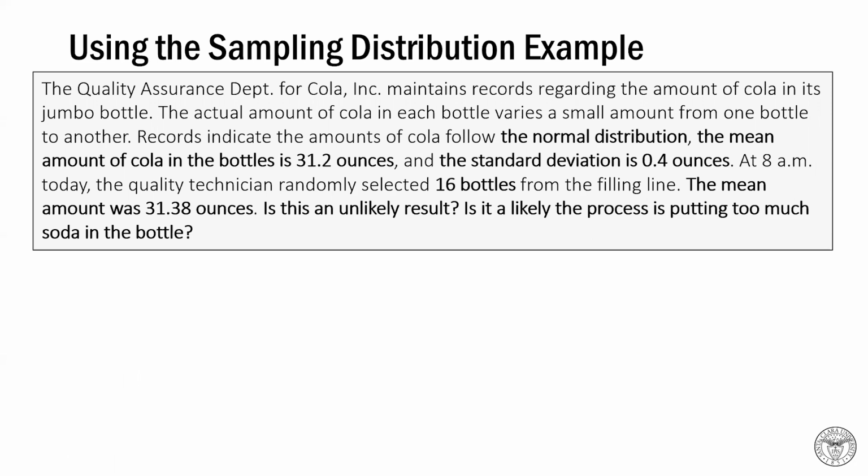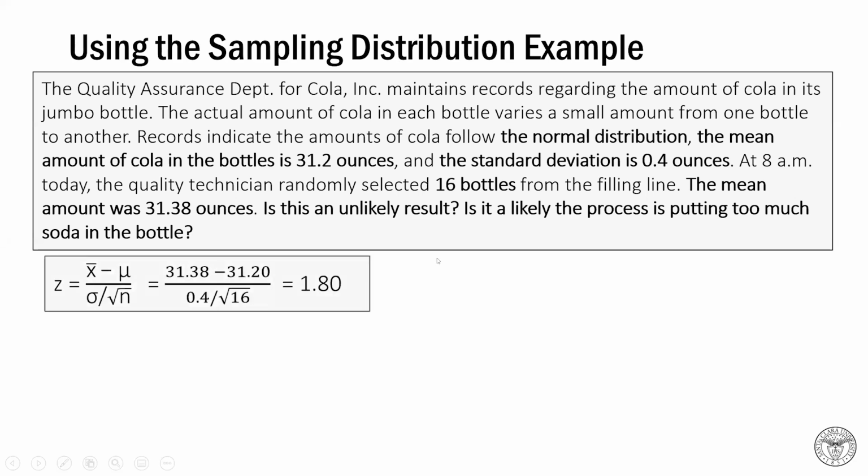In this example of cola soda bottling, the amount of cola in bottles follows a normal distribution with a mean amount of cola in the bottles of 31.2 ounces and a standard deviation of 0.4 ounces. A technician randomly selected 16 bottles and obtained a sample mean of 31.38 ounces. The question is: is it likely the process is putting too much soda in the bottle? To answer the question, first, we need to find Z.